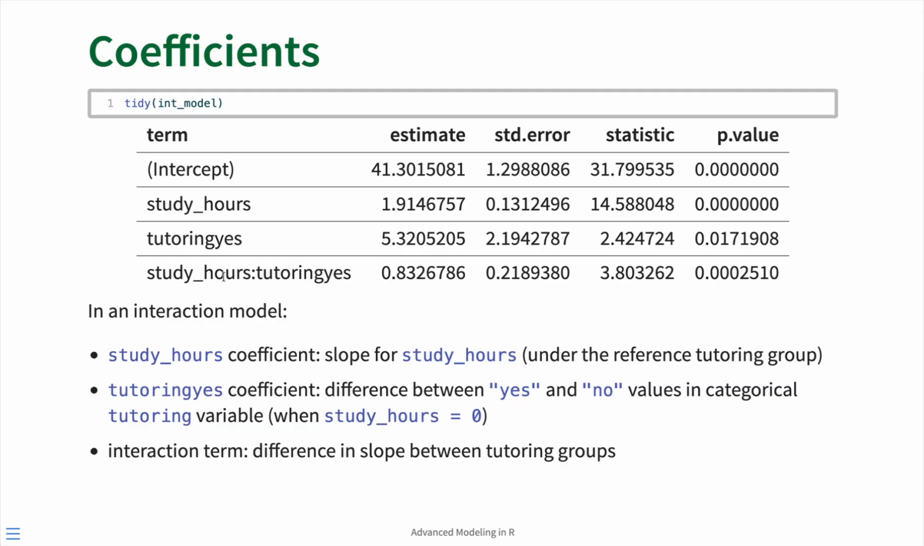The final row here represents the interaction between study hours and tutoring when tutoring is equal to yes. And this represents a difference in the slope, right? So remember the baseline slope effectively is 1.91, and here we're saying that if tutoring is yes, then actually the slope is this amount different.